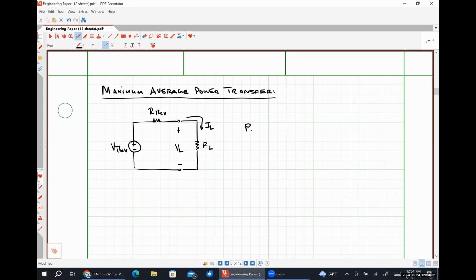And so PL as a function of RL looked like, let's say, VL times IL, which should wind up being V Thevenin squared times RL over R Thevenin plus RL quantity squared, if my mental math is correct, which I believe it is. So this is our power absorbed by our load resistor.